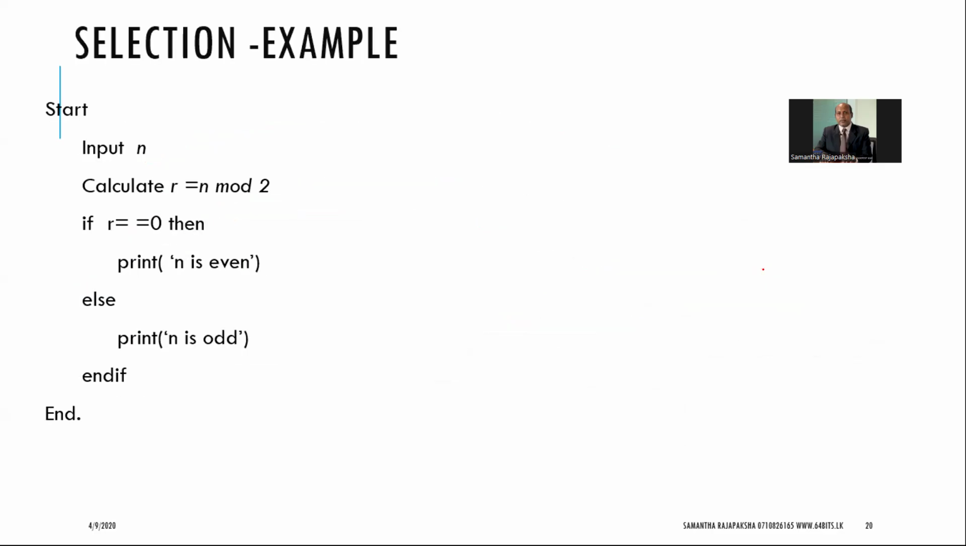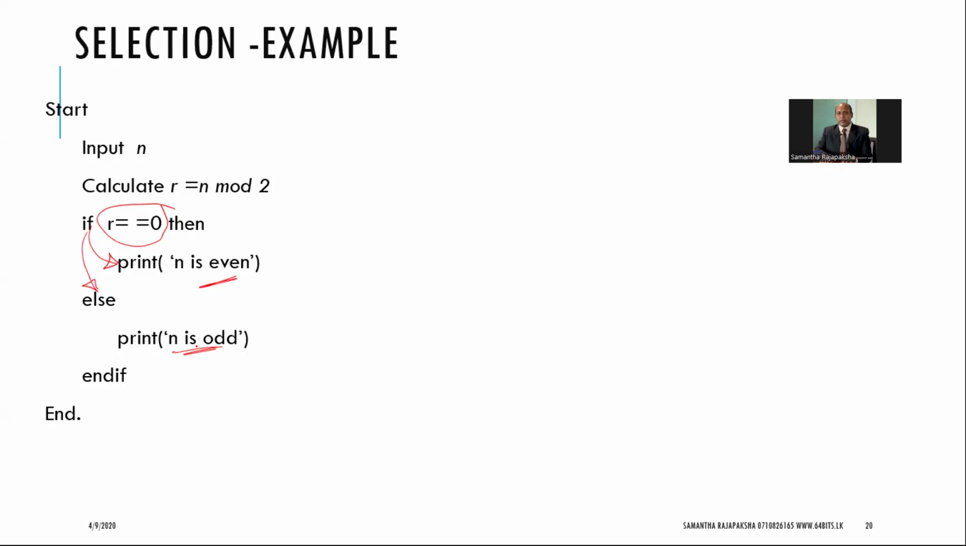This is another example where, once you input a number, you want to find out whether the number is an even number or an odd number. I think you know the mod operation in Pascal. The mod operation gives the remainder. Once we input a number, we divide it by 2 and find the remainder, which is given by the mod operation. If the remainder is 0, no remainder means it's an even number. Otherwise, it's an odd number. So we check the condition with the remainder. If it is 0, if it is true, that means n is even. If it is false, the remainder is not 0, then n is an odd number.